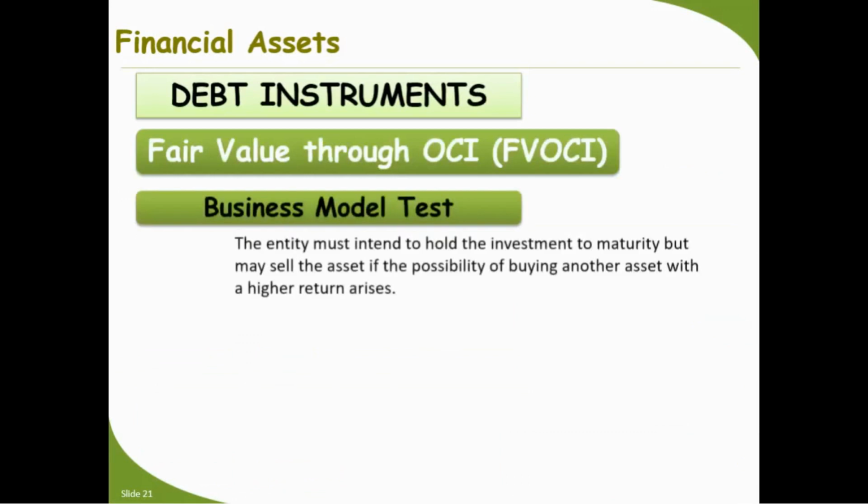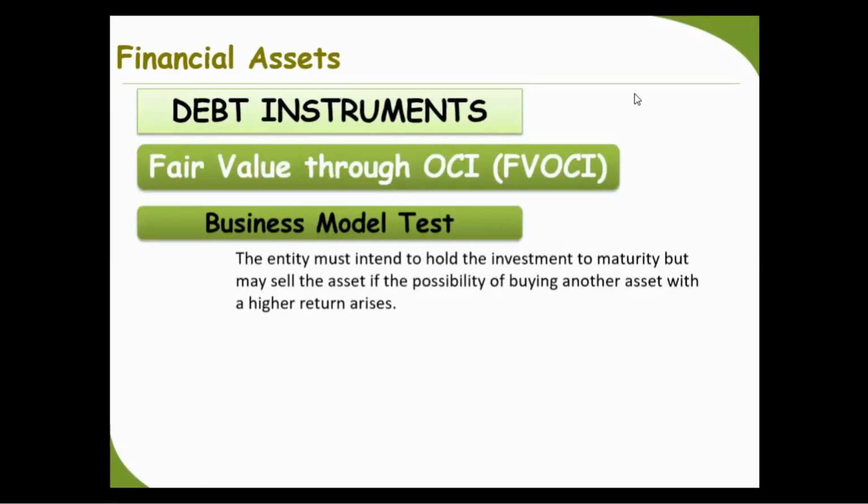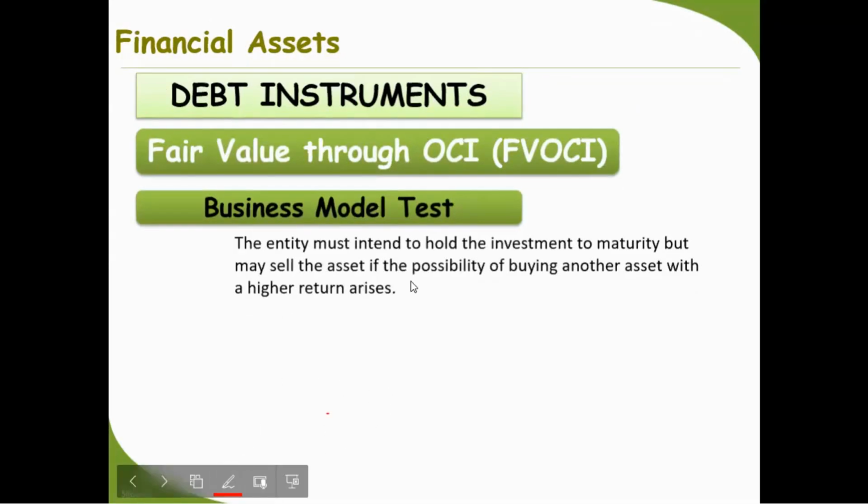First one, business model test. Here you have intent to hold till maturity, but there is a possibility that you may sell that asset to buy another asset which will give you higher return. This is an additional thing. If you normally want to hold till maturity, but you intend that if you get another asset which will give you higher return, you will sell this asset and buy another asset, in that case, the business model test will guide you to classify it as fair value through OCI.